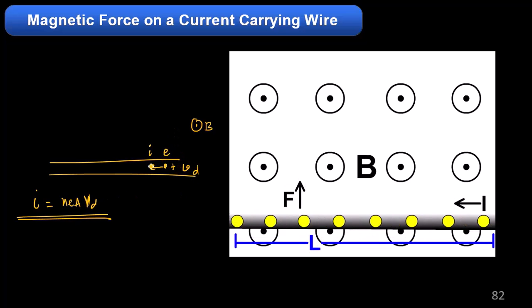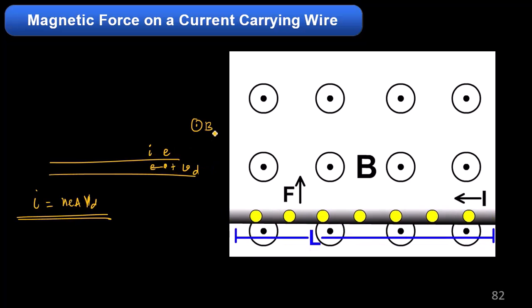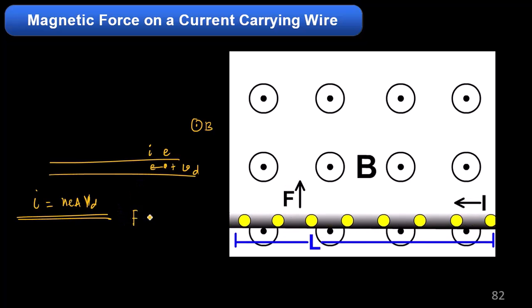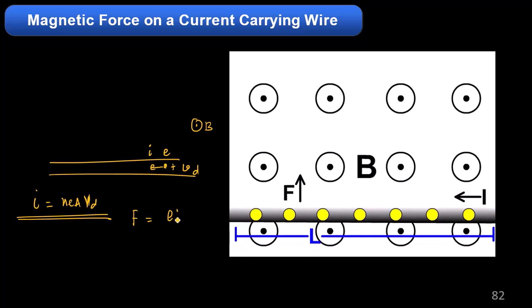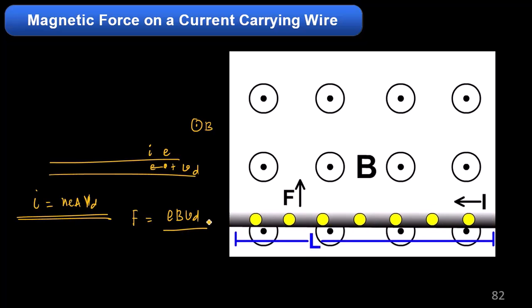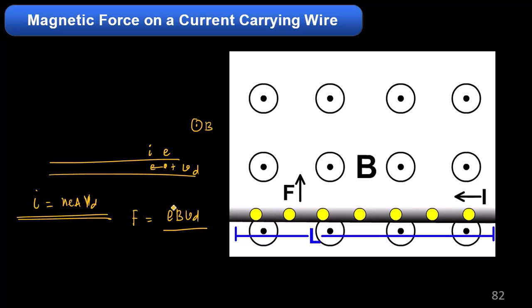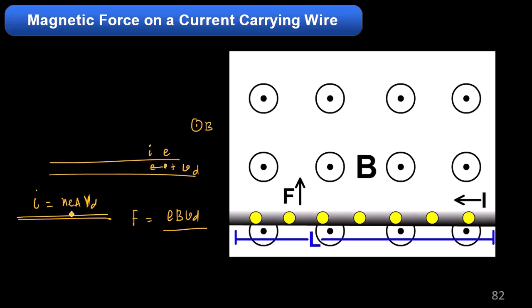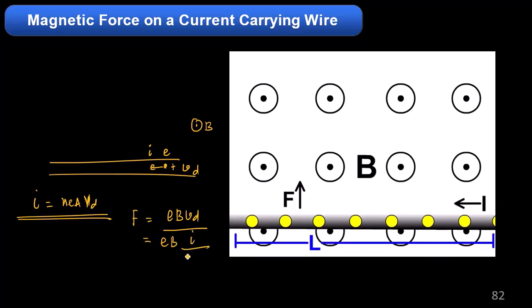Because this charged particle is moving with a velocity, a moving charge in the presence of a magnetic field experiences a force. So what is the force? The force on a charged particle with charge e is e into B into Vd. That is the amount of force on the charged particle. Now what is Vd? Vd is the drift velocity, and Vd can be written as I divided by nEA. So the force is eB times I divided by nEA.